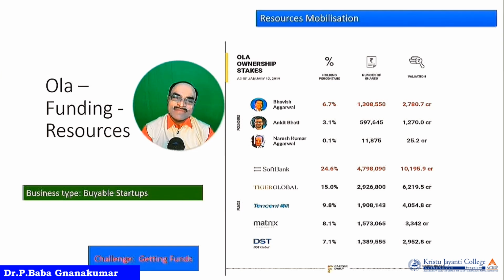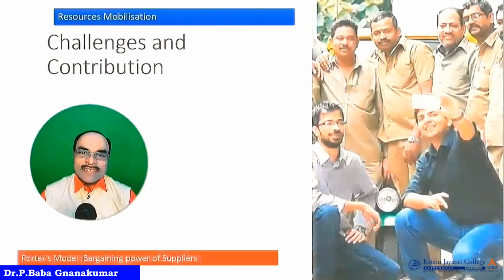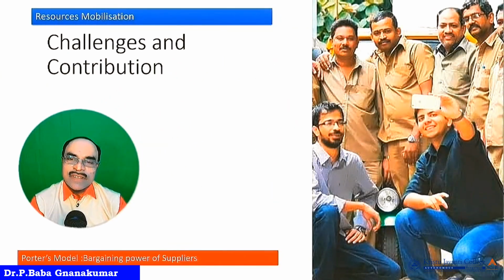Now he has to implement. By this time it is called a viable startup, because the idea belongs to him, but other organizations, SoftBank and Tiger Global, invested with him. He, along with Ankit Bhatti, Naresh Kumar Agarwal, and his own father, joined hands and started the first business. He decided to connect the cab drivers as well as the public.